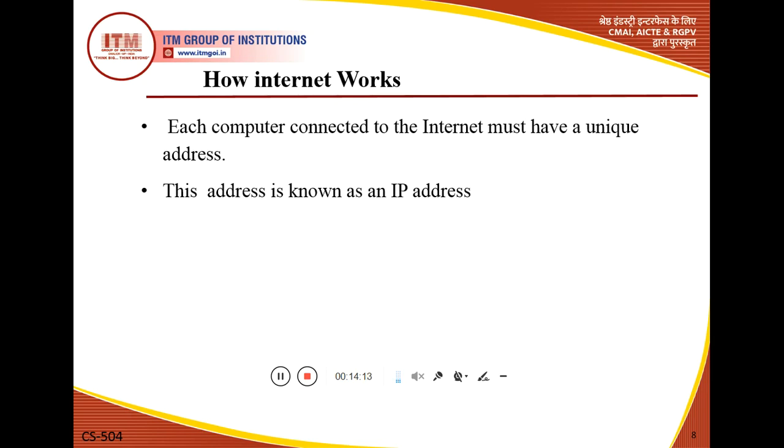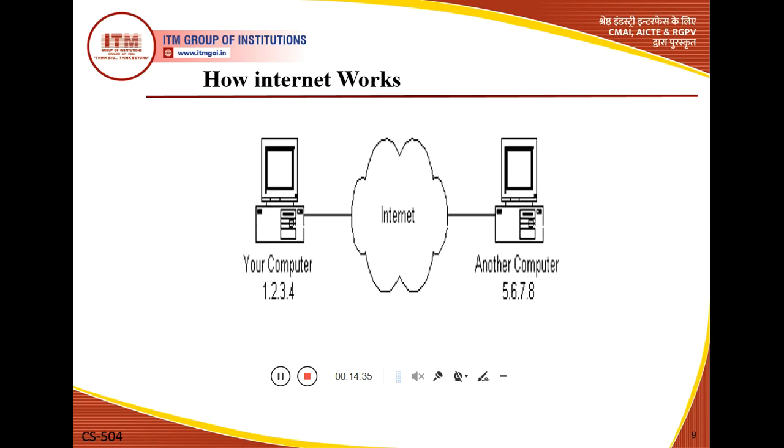IP addresses are divided into different categories: class A address, class B address, class C address, and class D address. It depends on the range. According to the range, we categorize the different classes on the basis of the IP address.